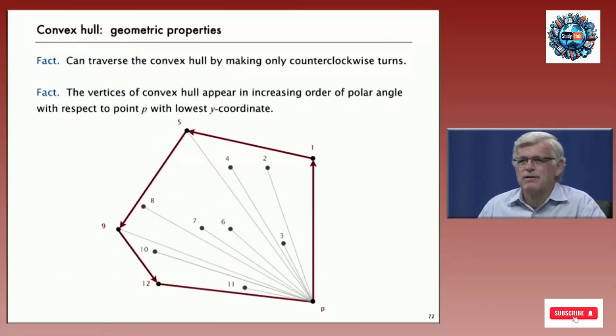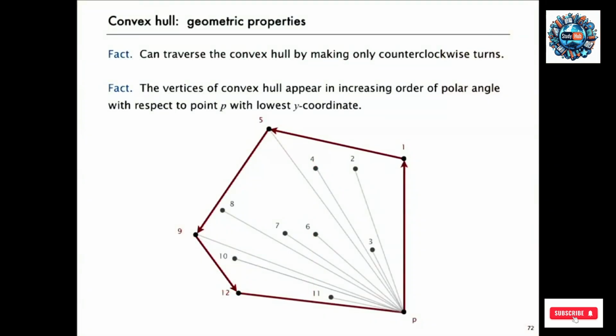So there are a lot of geometric properties of the convex hull that we can take advantage of to develop an algorithm. Here are two properties. Now these are things that have to be proven, and we're not going to get into the details of geometric proof, but they're intuitive, and you'll certainly have no trouble accepting that these things are true. One thing is that you can traverse the convex hull by making only counterclockwise turns, or left turns if you're looking at the screen here. So if we travel from P to point 1, then we make a left turn to go to point 5, or a counterclockwise turn, and then from there we go to point 9 and 12, and then we eventually get back to the start point.